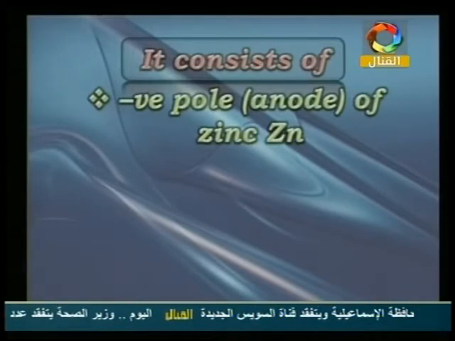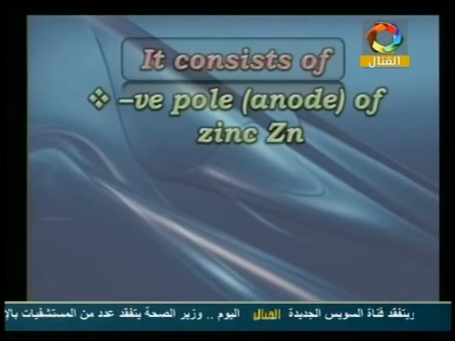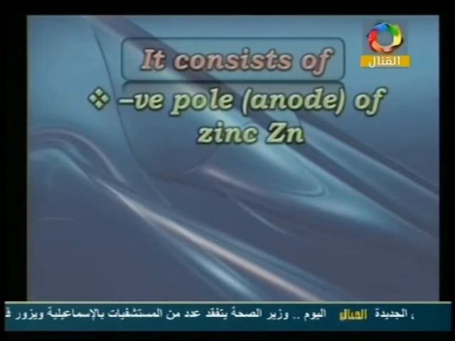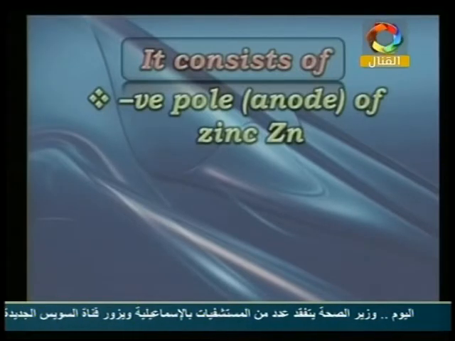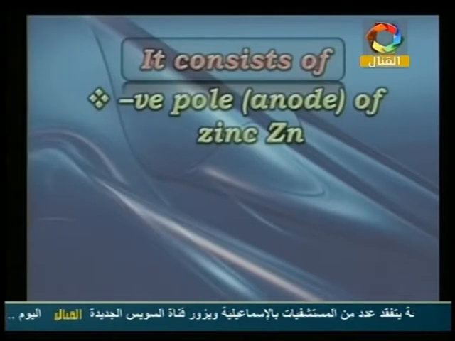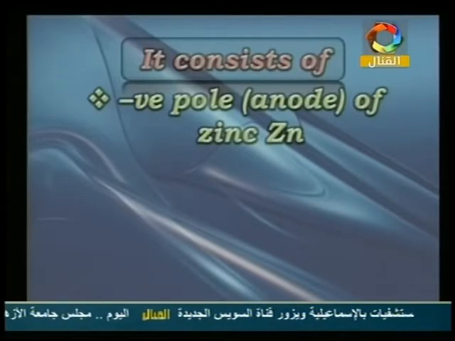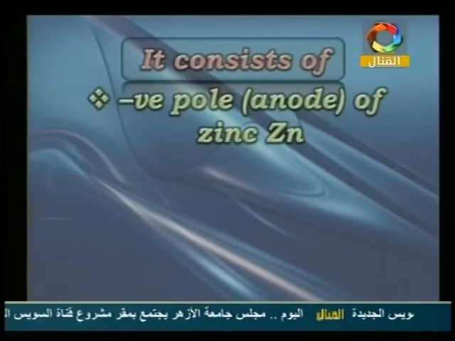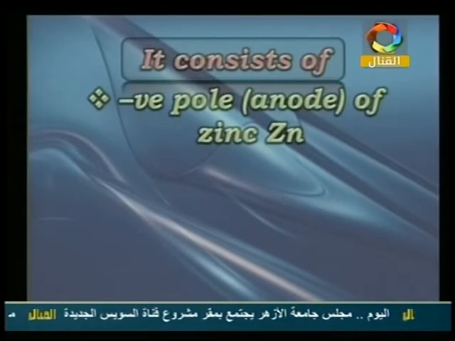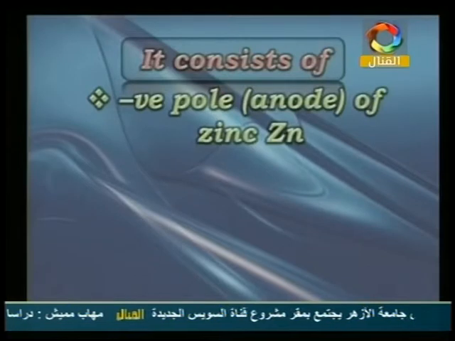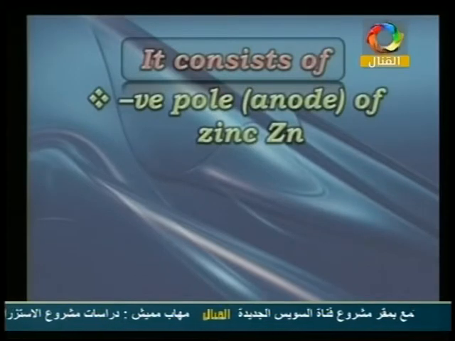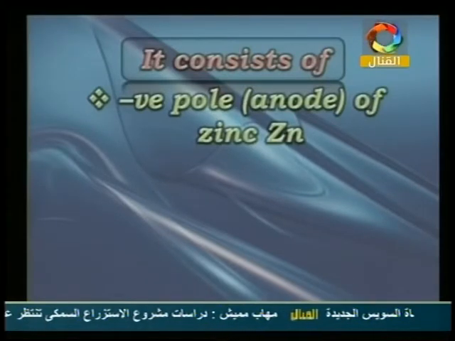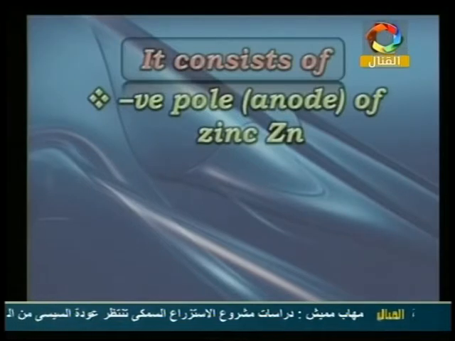As we said before, I must know the structure of each type of cell and the total reaction of each type of cell. So we have a very important question about this: compare between any two types of cell. It is very important to know the structure, the total reaction, and the poles of each one, the anode and cathode.